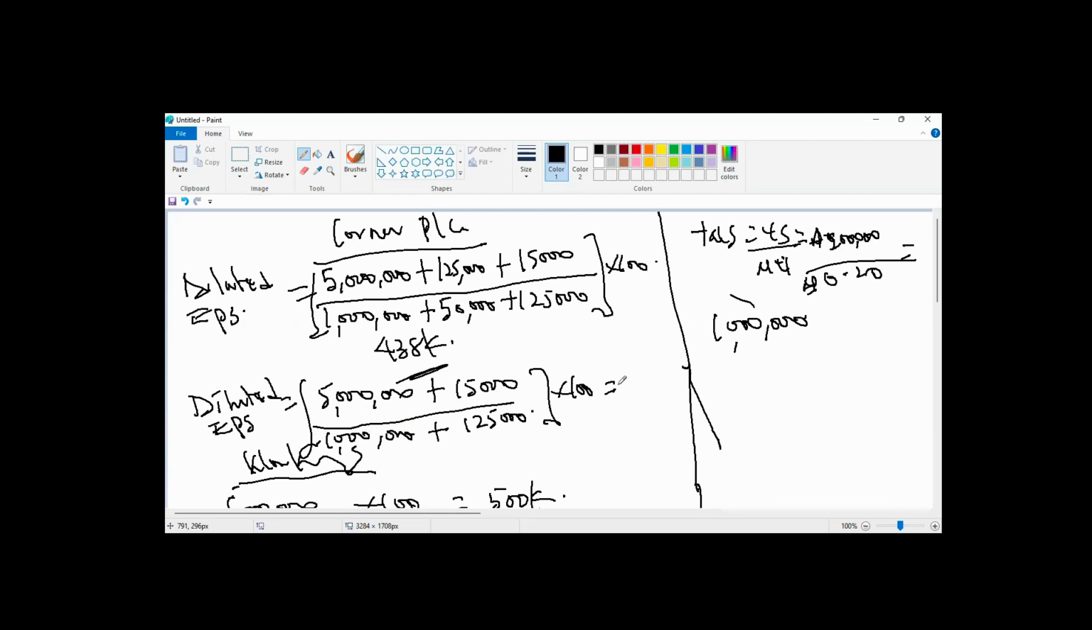That is it. What figure does it give us? 446, approximately. 446. That is the end of the question.